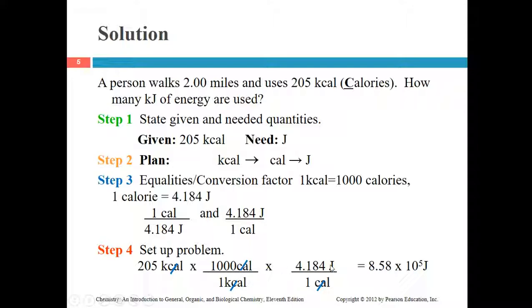So the only label we have left is joules, and so we are going to then go 205 times 1,000 times 4.184 joules is 8.58 times 10 to the 5th joules. Well, you'll notice they didn't answer how many kilojoules are used. They answered how many joules. And so we have 8.58 times 10 to the 5th joule. Well, we would then, to convert that to kilojoules, divide that by 1,000, as there are 1,000 joules in 1 kilojoule. And so your answer really would be 8.58 times 10 to the 2nd kilojoules.